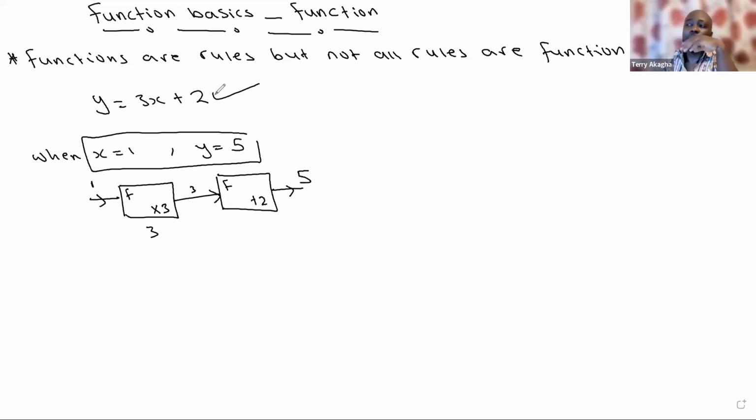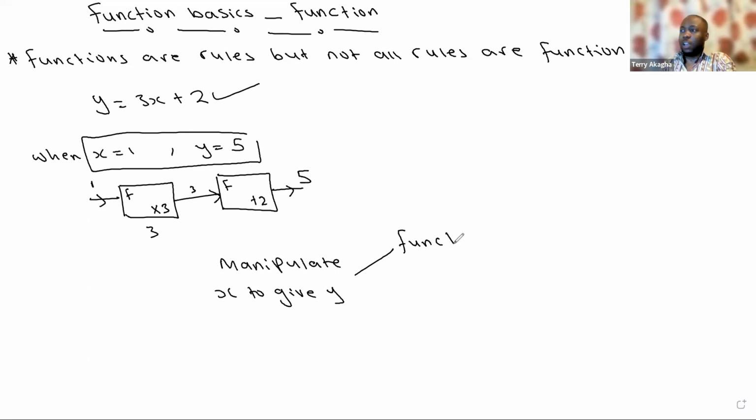Is that okay? In the next video, we're going to talk about the types of functions: the function and the non-function. We're going to talk about how to manipulate x to give y. Let me not call it a function, because if I say function, it might confuse you. All the manipulation of x to give y could be a function. It's a function if one x gives me one y, so that means single valued.